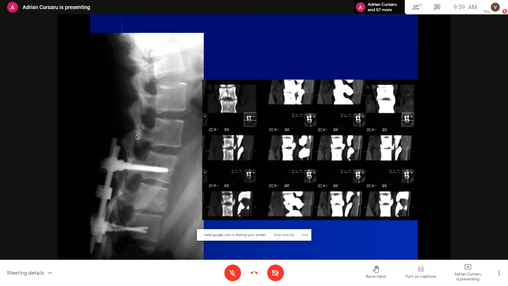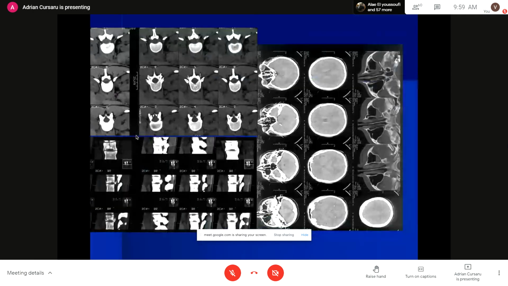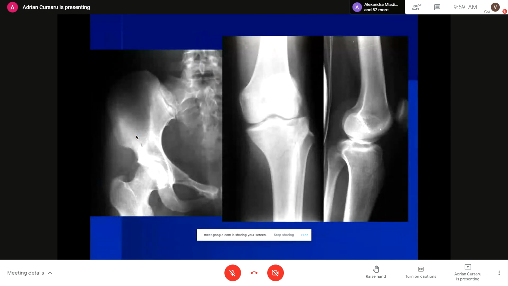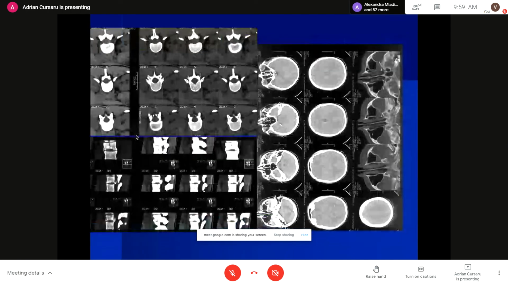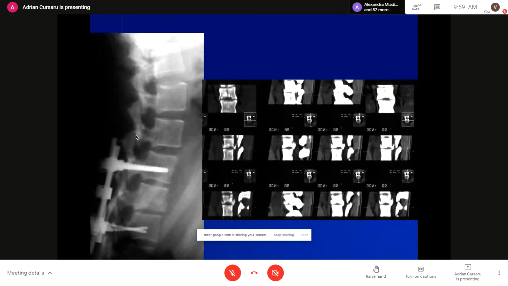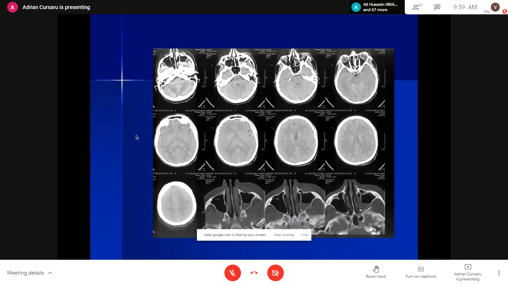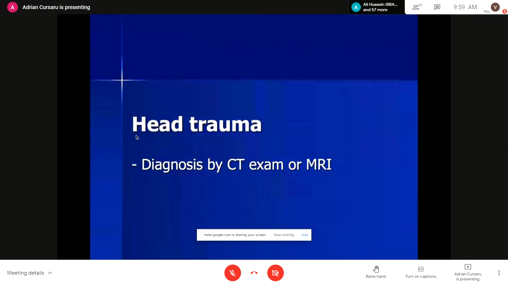We are no longer using the stabilization of the spine. We are making the stabilization, and we are treating the fracture of the pelvic ring, acetabulum, and the knee, and for the spine we will speak with a neurosurgical specialist.